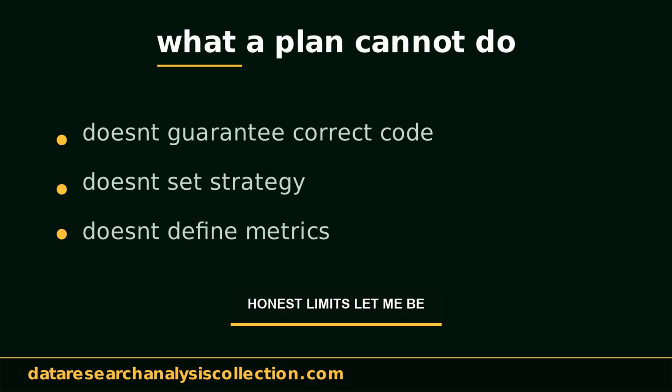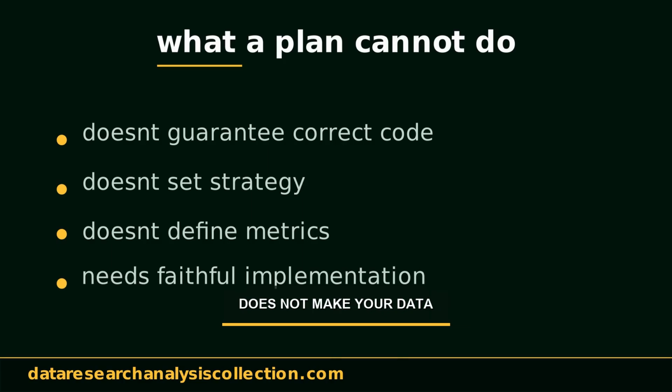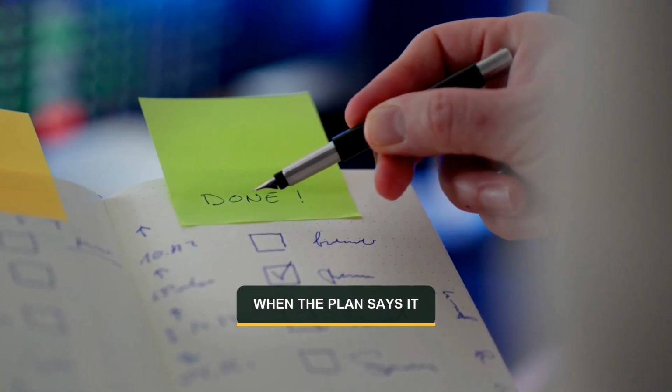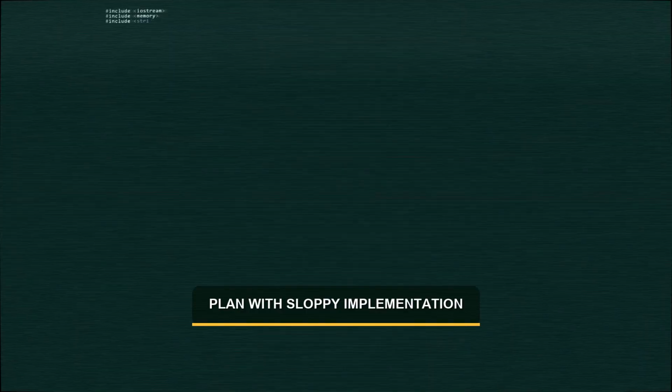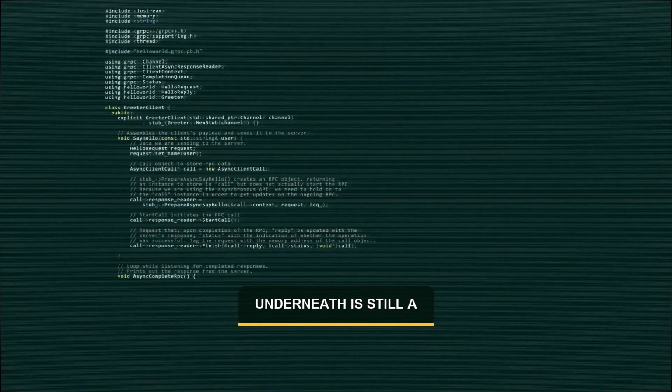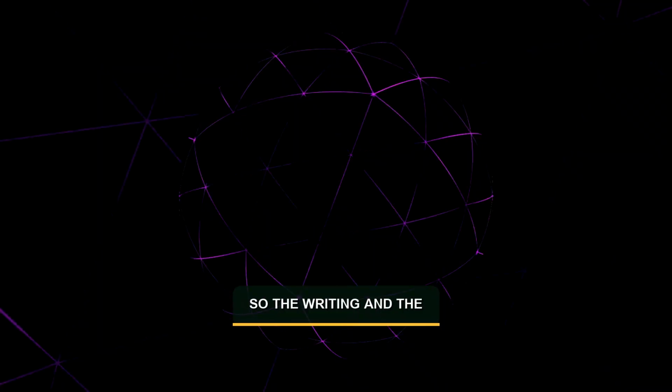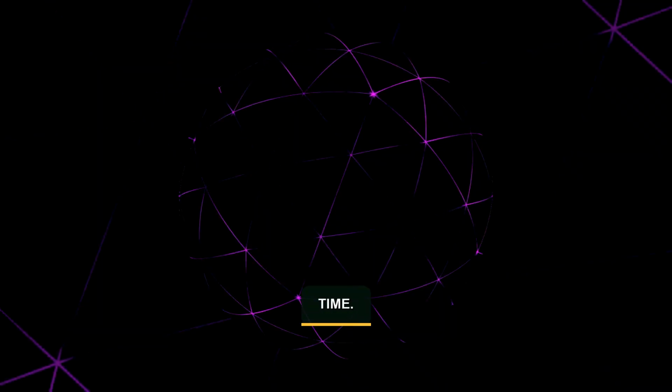The honest limits. Let me be honest about what a tracking plan does not do. It does not make your data correct all by itself, because someone still has to implement each event faithfully and check that it fires when the plan says it should. And it does not tell you what to build or what any number means. It is not a strategy, it is a foundation, the boring layer that makes everything built on top of it trustworthy. A plan with sloppy implementation underneath is still a plan you cannot fully trust, so the writing and the doing have to match every time.